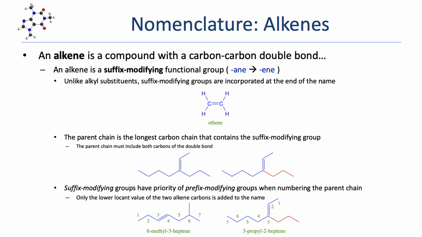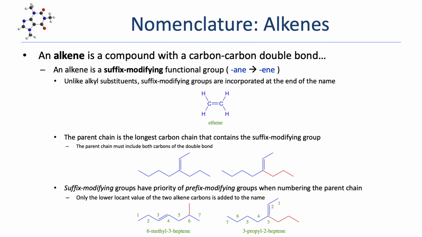In this case, for the parent chain alkane, so ethane, propane, the ending -ane is replaced with -ene to designate that it's an alkene. So the simplest alkene would be a two-carbon alkene, derived from ethane, the simplest two-carbon alkane. So we change the ending to -ene, and we have ethene.